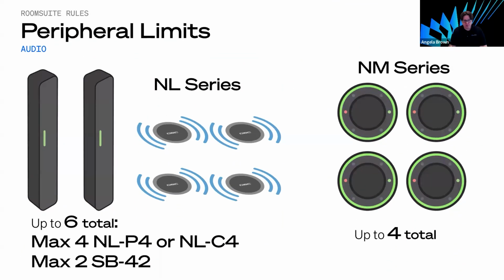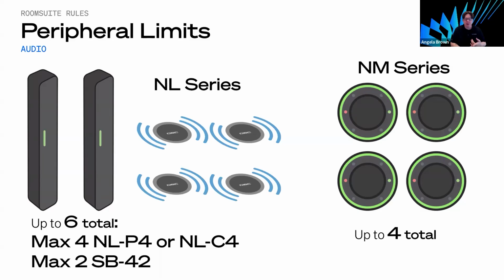When we get to the NL series, you can have a total of 6 speakers. But the 6 speakers have a few constraints. So you can use 4 of our NLP4 or NLC4 speakers, or you can use 2 of our SB42 speakers. We've tried to keep it in this family because we want to make sure that any cabling that you run up into the network or out to the speakers stays as network cabling. Again, we're trying to make this easy to deploy, so no speaker cable, no hooking up speaker wire, just plug in network cables.